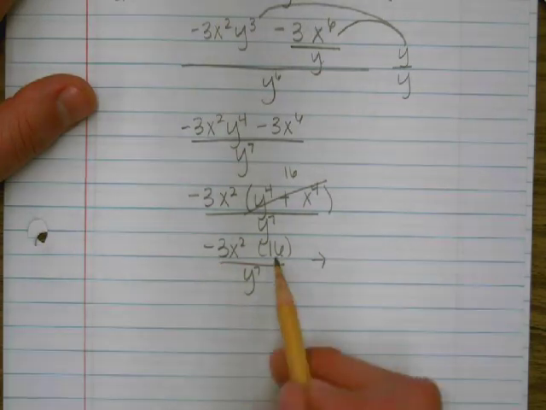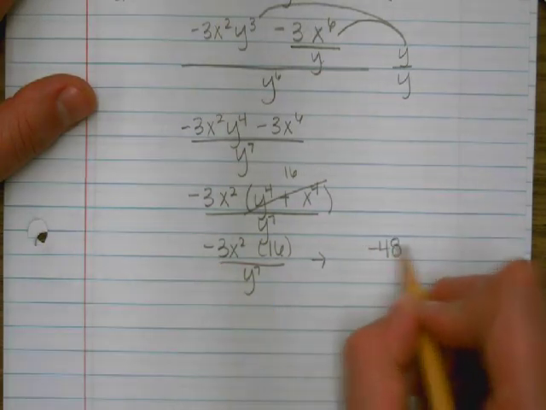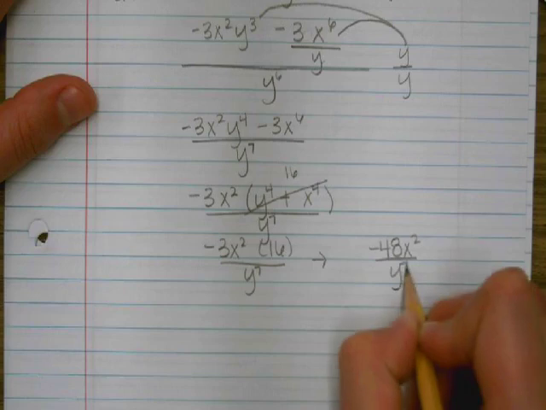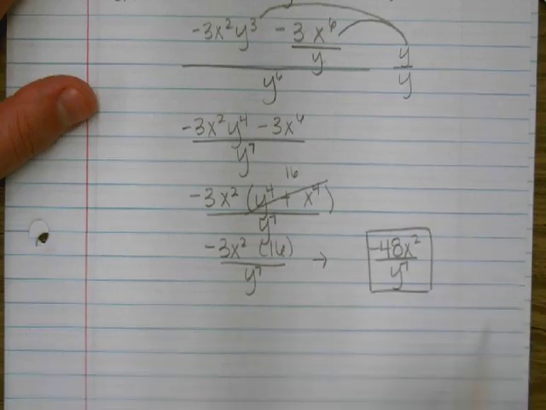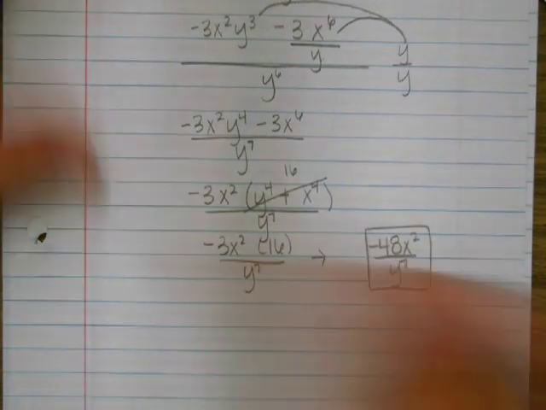So negative 3 times 16 is negative 48 x squared divided by y to the seventh. And that, my friends, is our second derivative. I guess I could put that.